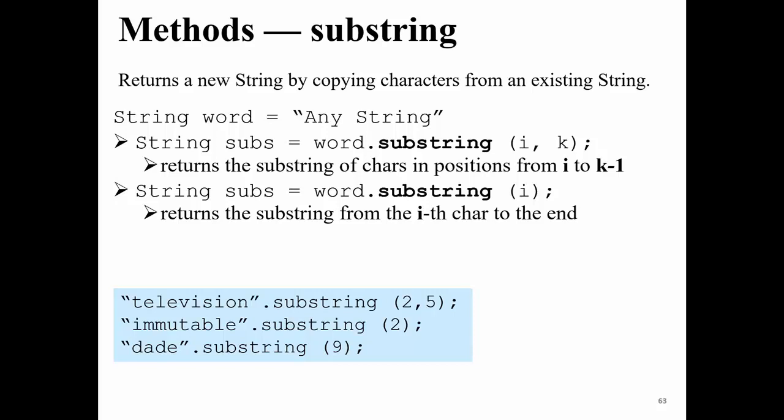What about the first one? LEV. The second one is immutable. And the last one will be an empty string because index 9 is out of the scope, so it will not raise an exception for you. It will return an empty string.